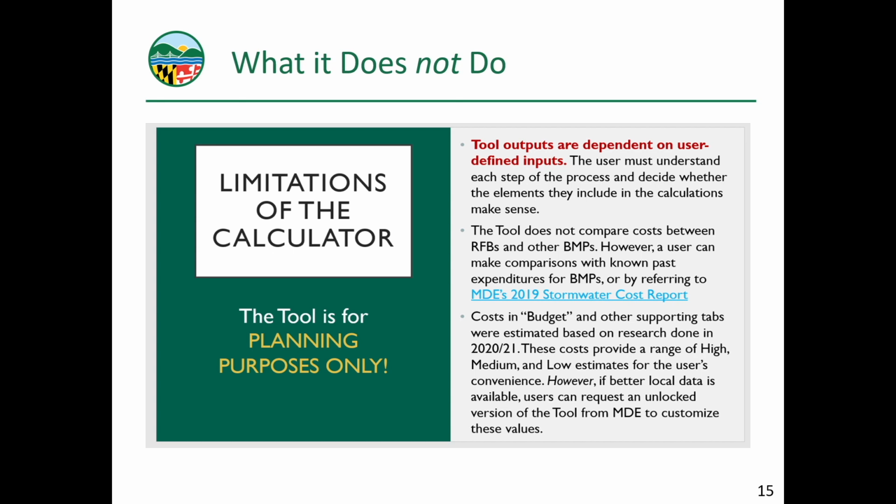Also, the costs in the Example Project Budget tab and other supporting tabs are estimates based on market research done in 2020 and 2021. These costs are organized to provide a range of high, medium, and low estimates for the user's convenience. However, if better local data is available, users can request an unlocked version of Ffit to customize these values.